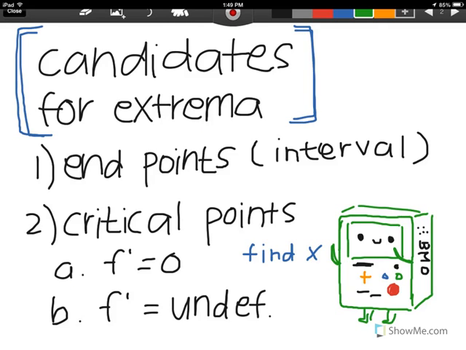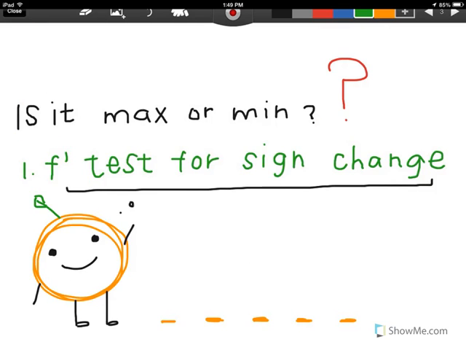Okay, so the candidates for the extrema are endpoints, or the interval points, and critical points, which can be broken into two parts: A, the first derivative of f when it equals 0, or B, the first derivative when it is undefined. So how we would know if the point is a max or a min is first we would use the first derivative test for sign change, and we'll go more into that in the examples.